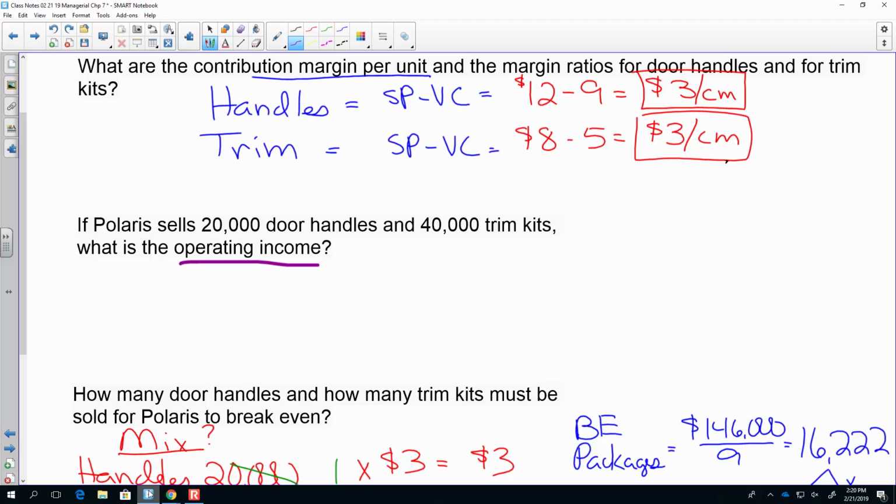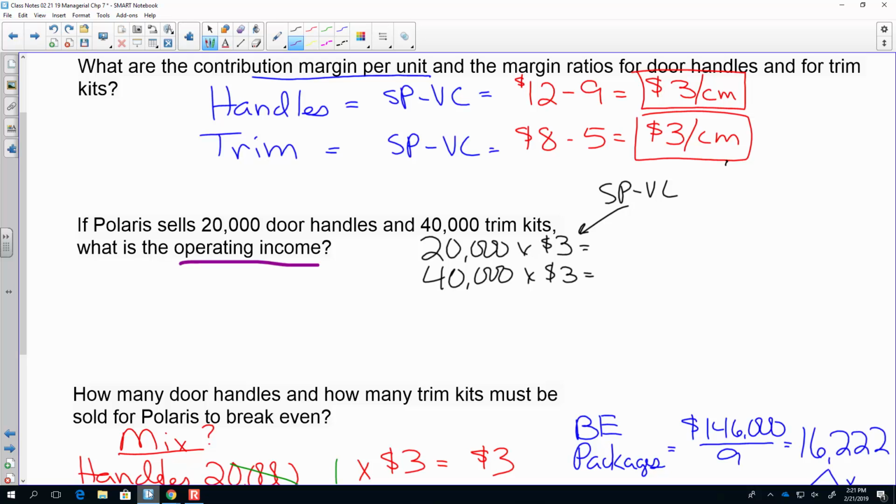Margin, right? Margin is selling price minus the variable cost, which is exactly what you told me to do. So why do that step when I already have the 3? So take the 20 times its margin of 3. Take the 40 times its margin of $3. Remember, the margin is selling price minus variable cost already.